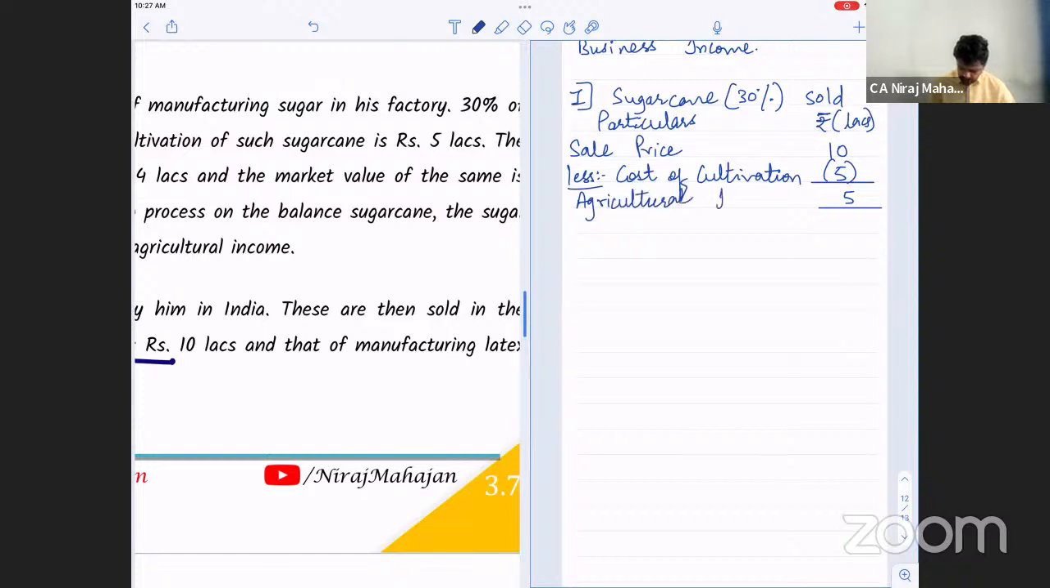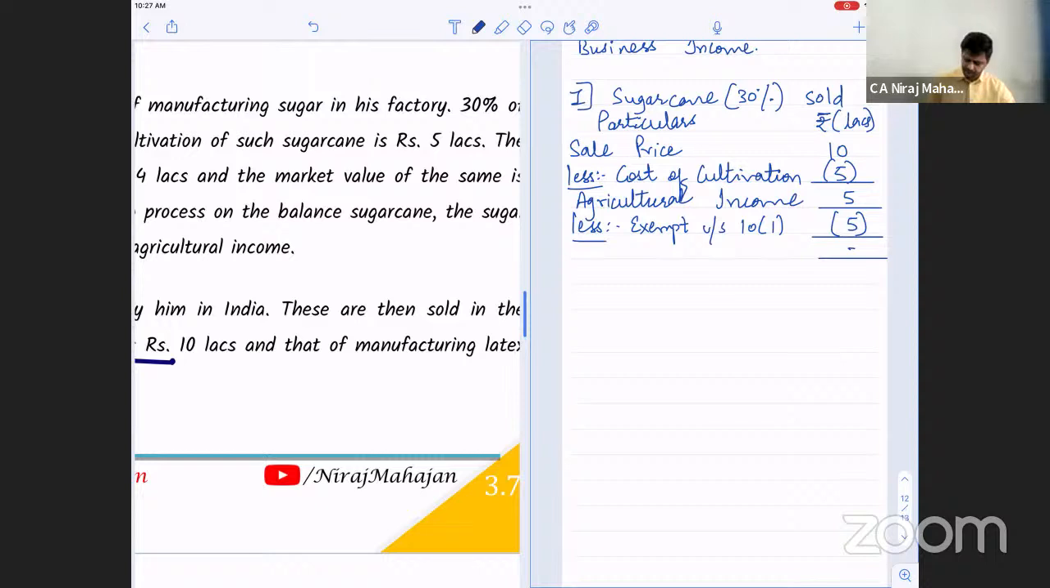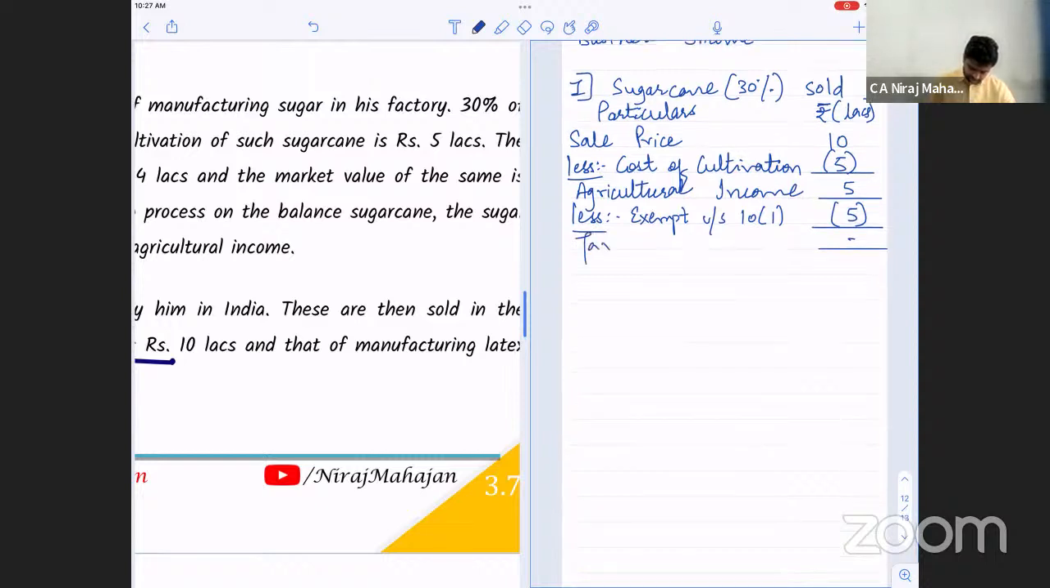No problem. Where I say it is less or reduced, exempt under Section 10(1). So nothing taxable over here for this part. Okay, all of you. Fine, I'll go ahead.